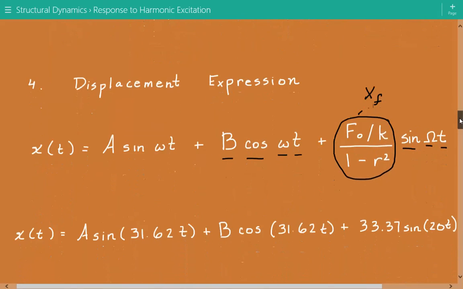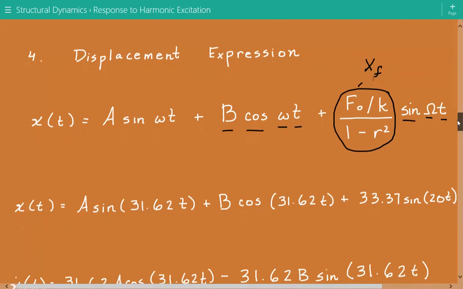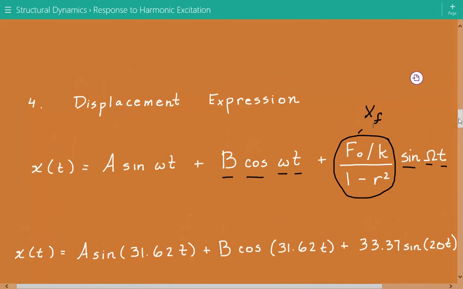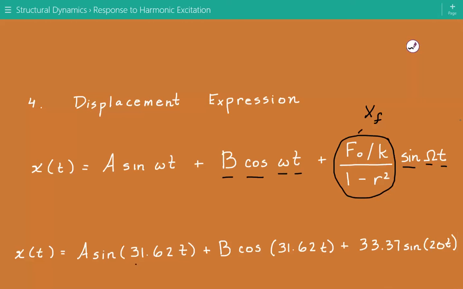So we just further simplified this expression by plugging in the values that we actually know. So it's A times sine of lowercase omega, which we calculated as 31.62, times t, plus B times cosine of 31.62 times t, plus 33.37, which is x sub f, times sine of capital omega t. Capital omega is equal to 20 radians per second.